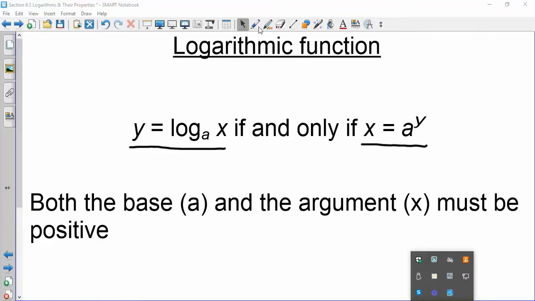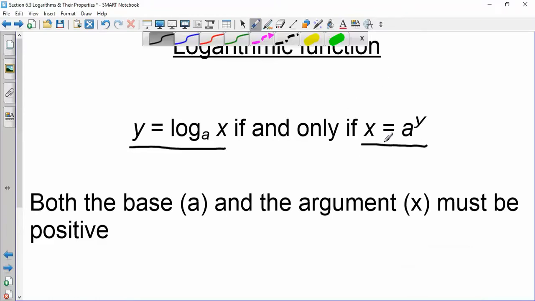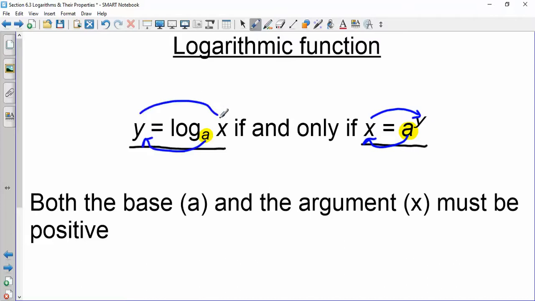So we have seen exponentials. X equals a to the y. When you turn that into a log, the base in the exponential is the base in the logarithm. And then it kind of just goes across the equal sign. So it's log base a of x equals y. Okay, if you're writing this in exponential, a to the y power equals x.